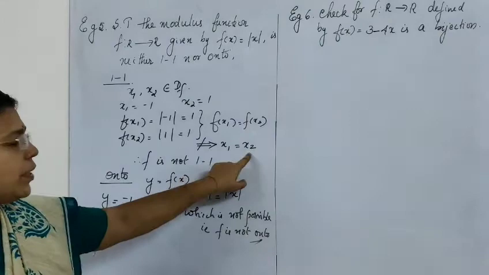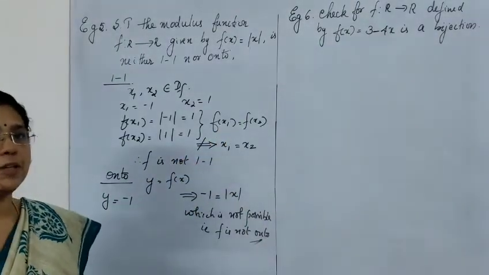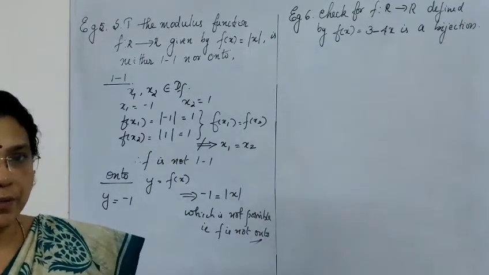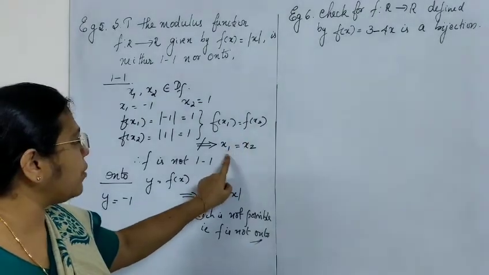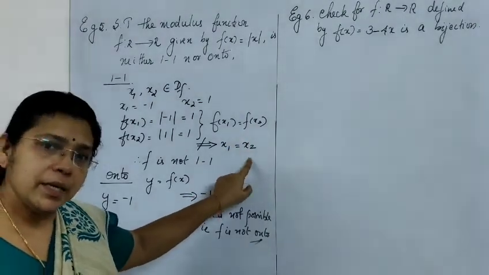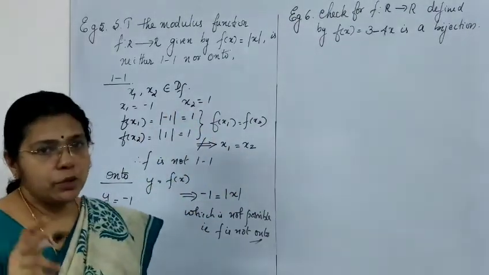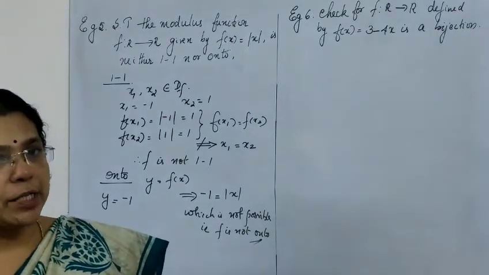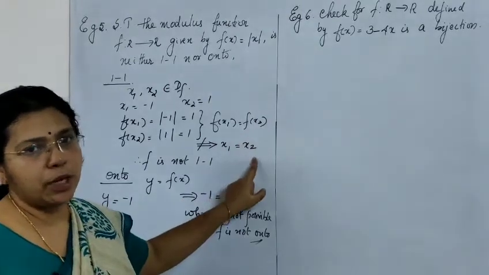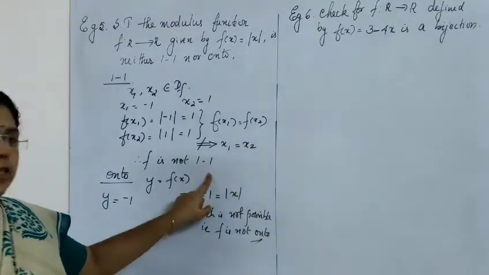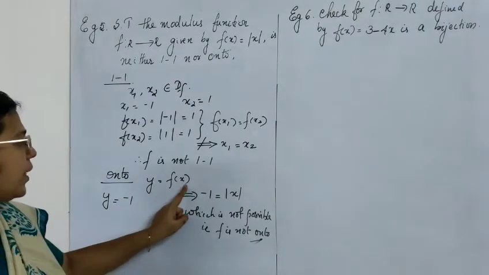If for any x1, x2 belonging to the domain of the function, f of x1 equals f of x2 implies x1 equals x2, then the function is 1-1. Here you see f of x1 is equal to f of x2 but not for the values of x1 and x2, because they are two different values. For x1 equals 1 and x2 as minus 1, f of x1 and f of x2 are the same but x1 and x2 are not the same. So here I say that f is not 1-1. And here to check for ontoness, as always, y is equal to f of x.